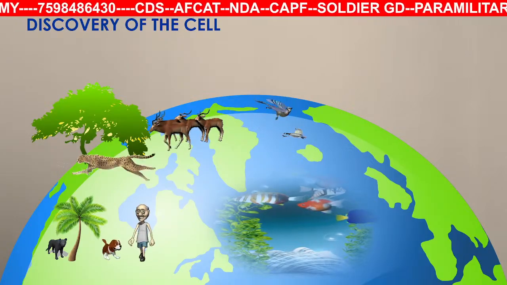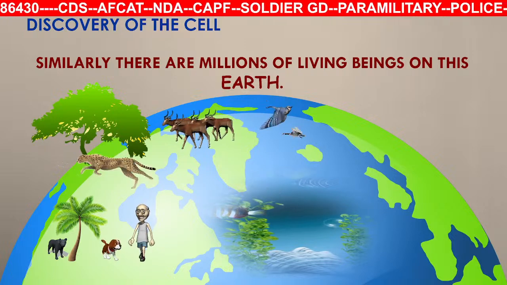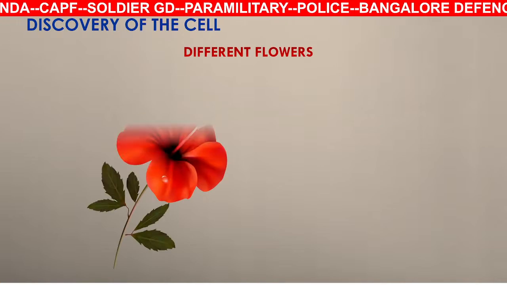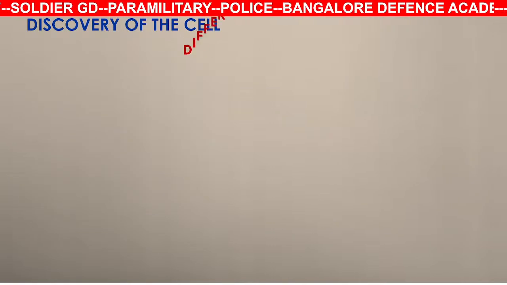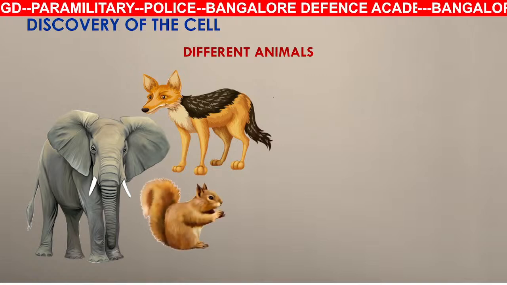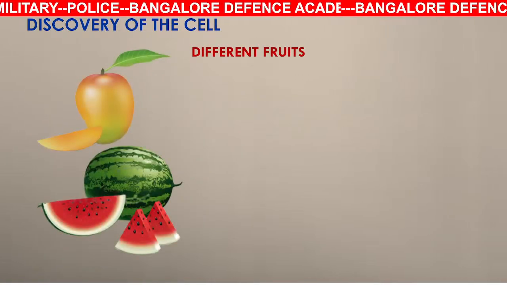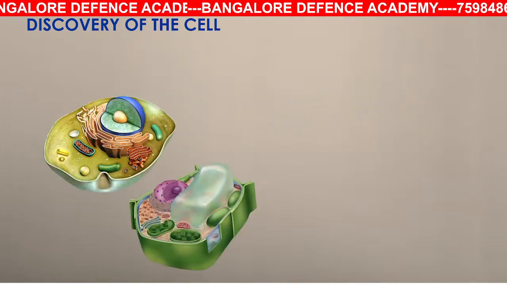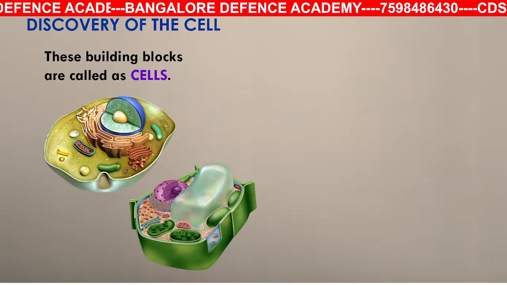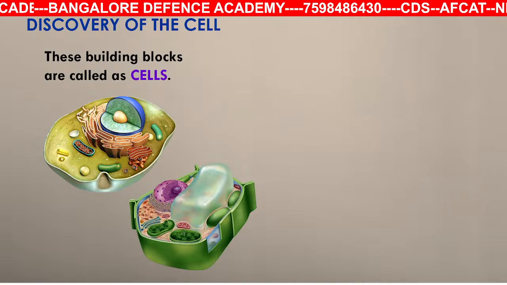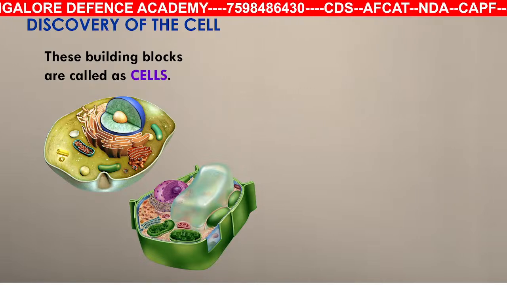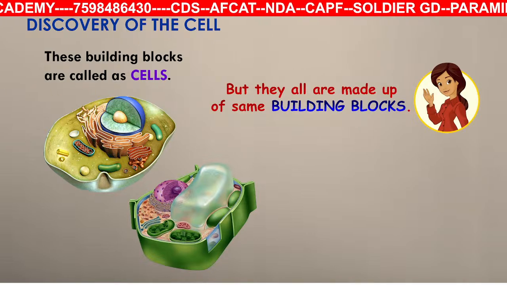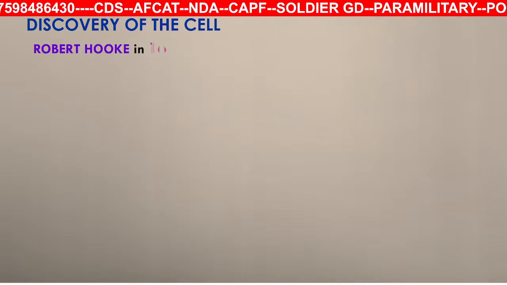You understand? Next. Similarly, there are millions of living beings on this earth. Different flowers, different animals, different fruits. They also differ in size and shape. These building blocks are called cells. Do you understand? They all have something common that is called cells. Now we have two types of cells, plant cell and animal cell. We'll see this in detail. They are the building blocks.